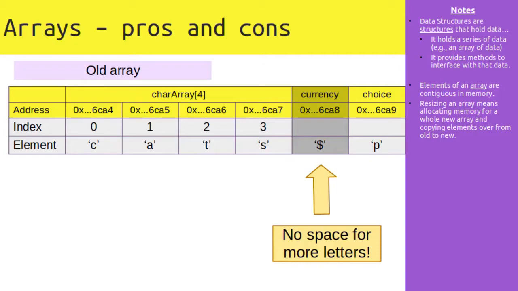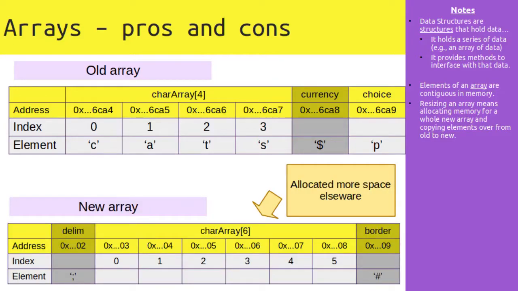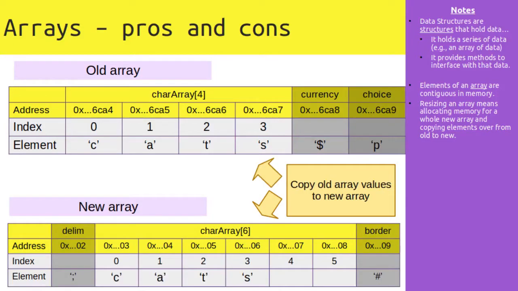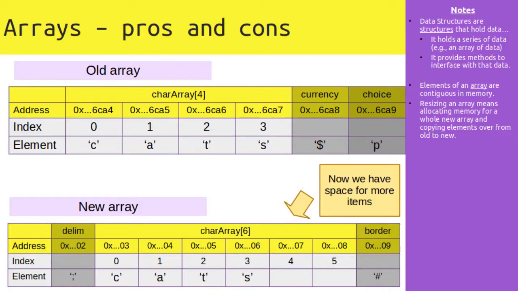So, for example, here's an old array where we are out of space. It only has a size of 4. We allocate an array of size 6 elsewhere in memory, and then we copy all of the elements from the old array to the new array. And as far as the C++ code, we would actually delete the old array as well. So now we have space for more items, but if that fills up, we'll have to do another resize.